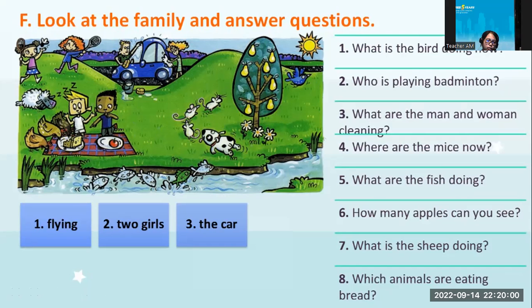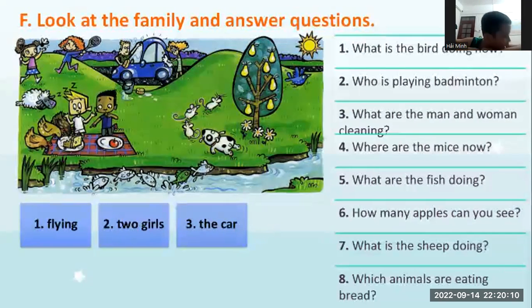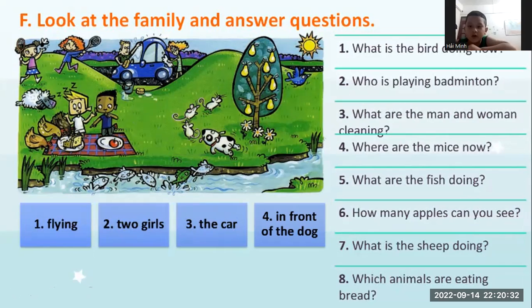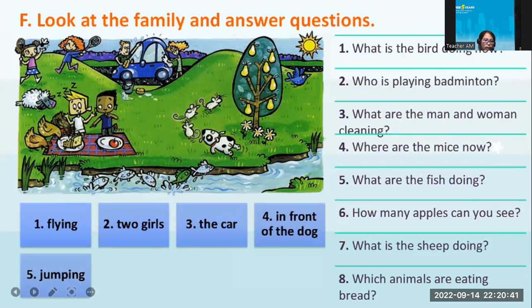Where are the mice now? The mice is... I don't know. Okay, so the mice. Look at the mice. Can you see the mice? Here are the mice. Run. Okay. They are in front of the dog. So what are the fish doing? The fish is jumping on water. Okay. It's jumping.